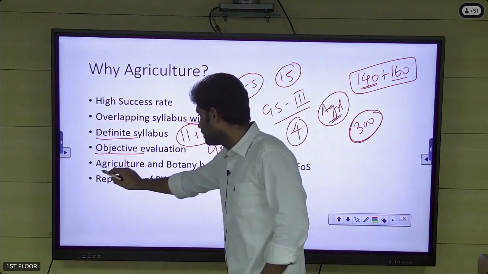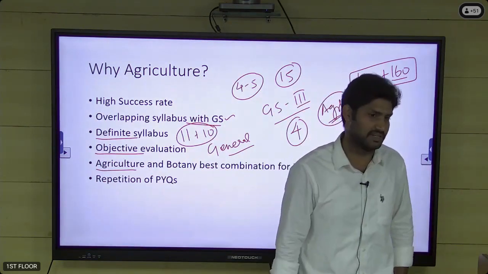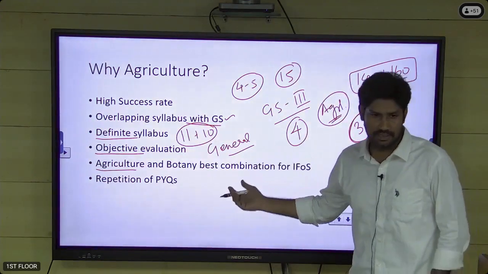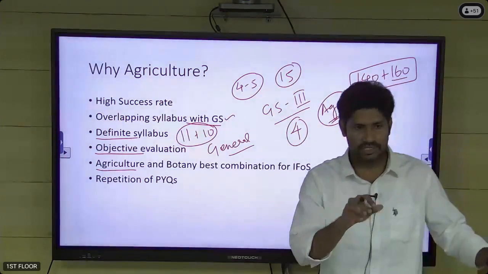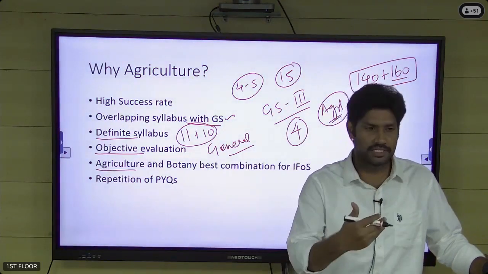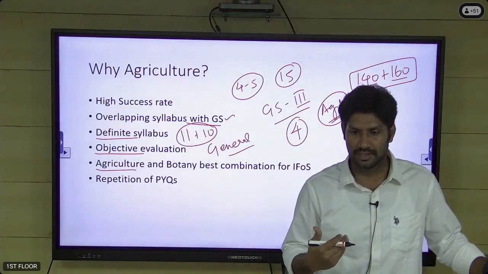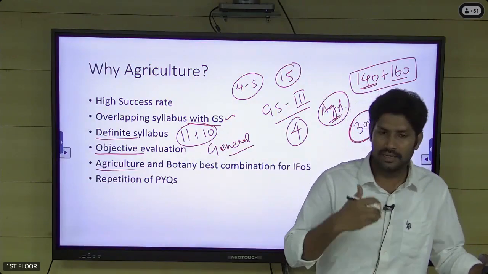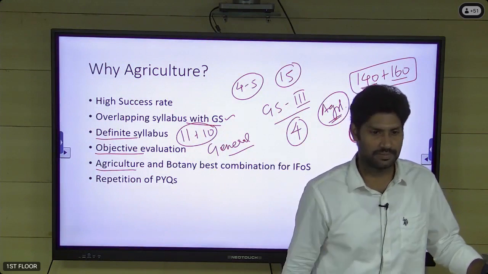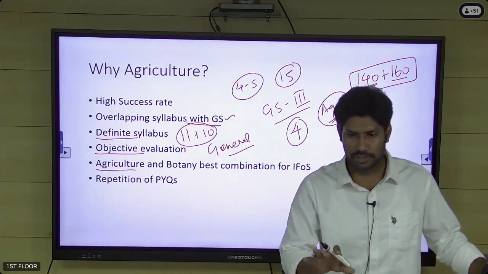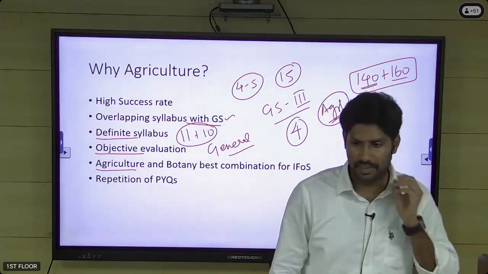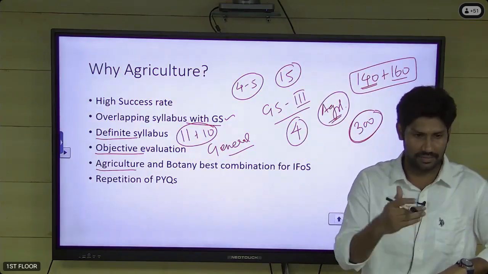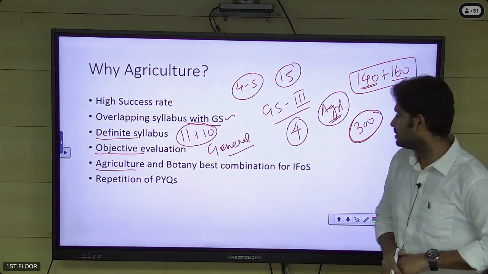And one more advantage of choosing agri optional: we can also appear for the Indian Forest Service with agriculture and botany optional. This is the best combination. Only 4 options are popular in forest service: agriculture, forestry, botany, geology. Students with an engineering background go for the geology-forestry combination, and agri students go with the agri-botany combination. Earlier the agri-forestry combination was allowed, but now they have removed it. So this is the best combination.